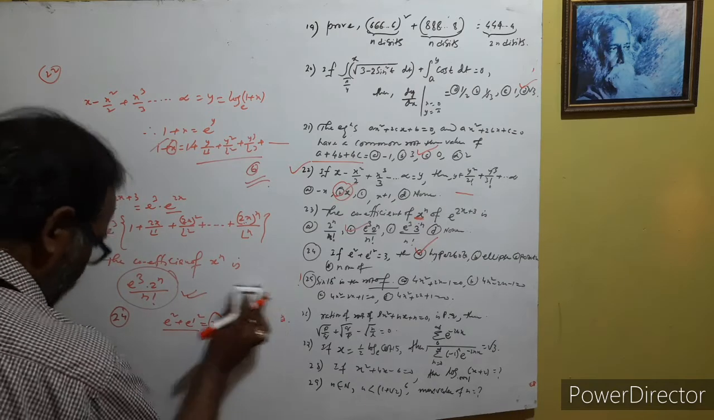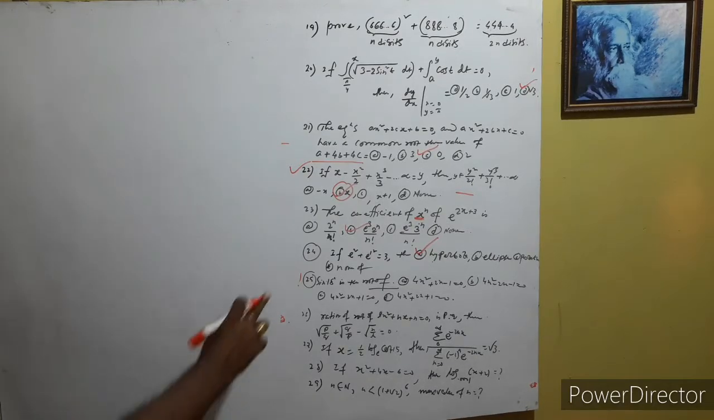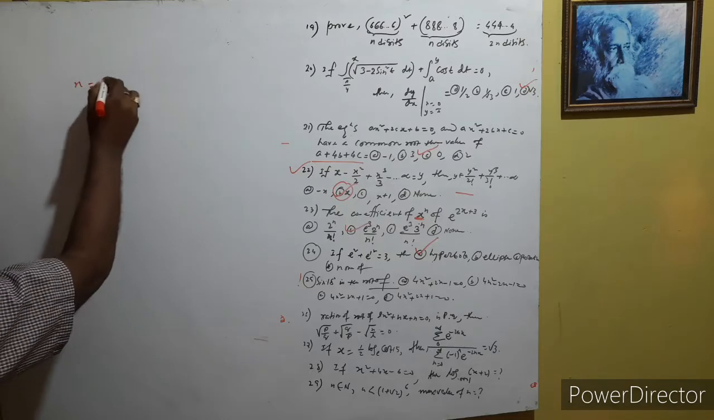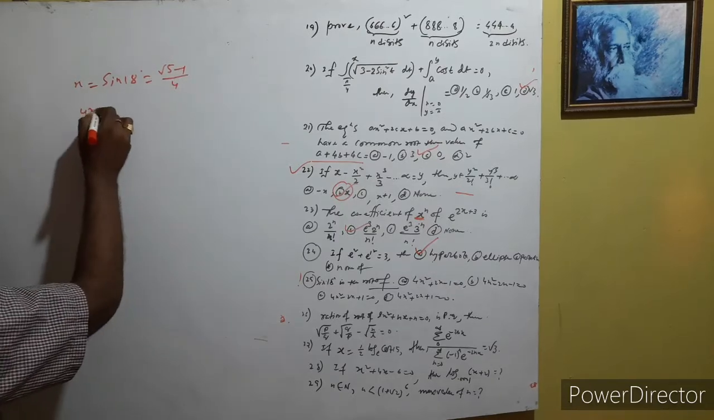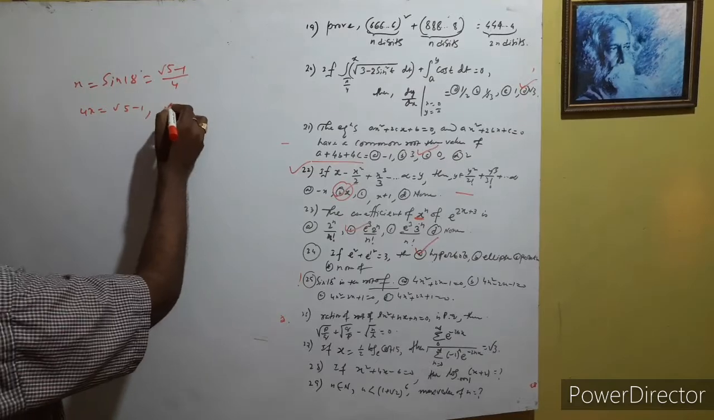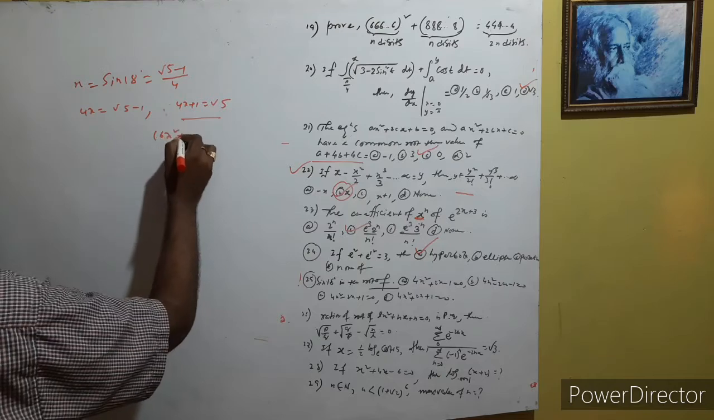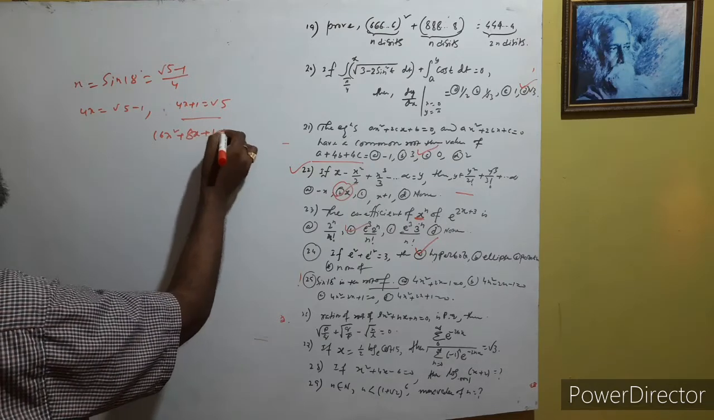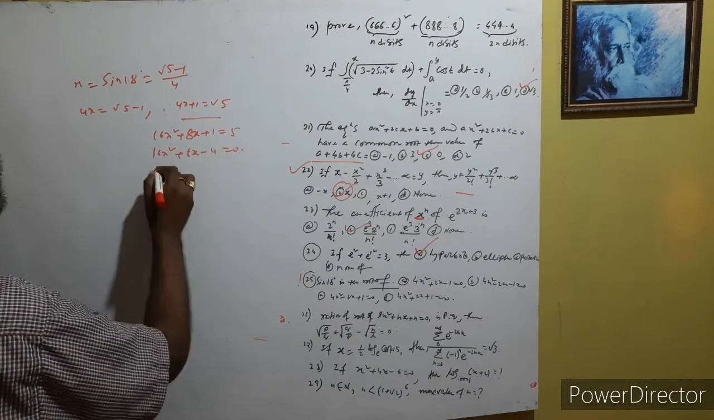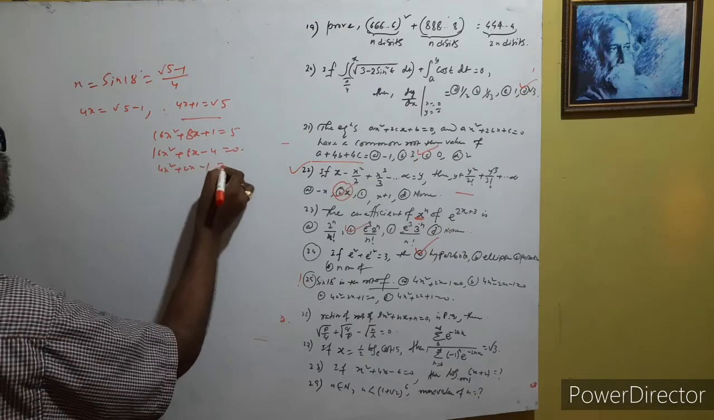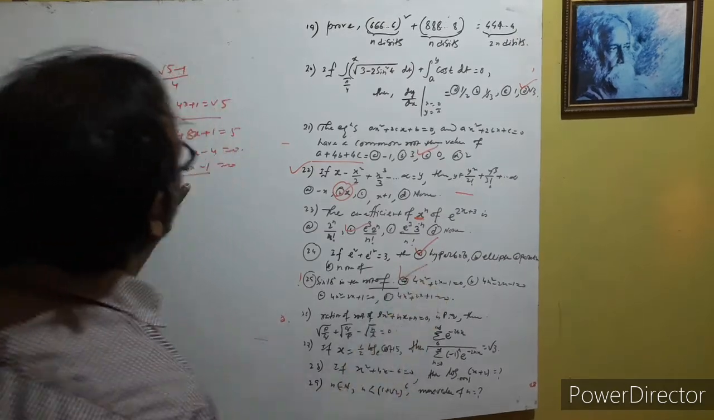Now 25. Now see the question number 25. Very interesting question. Sine 18. Let us assume x is equal to sine 18. You know sine 18 equal to root 5 minus 1 by 4. So 4x is equal to root 5 minus 1. So 4x plus 1 is equal to root 5. Squaring both sides, 16x square plus 8x plus 1 is equal to 5. So 16x square plus 8x minus 4 equal to 0. 4x square plus 2x minus 1 equal to 0. So which equation is satisfied? 4x square plus 2x minus 1. This is option A. Okay.